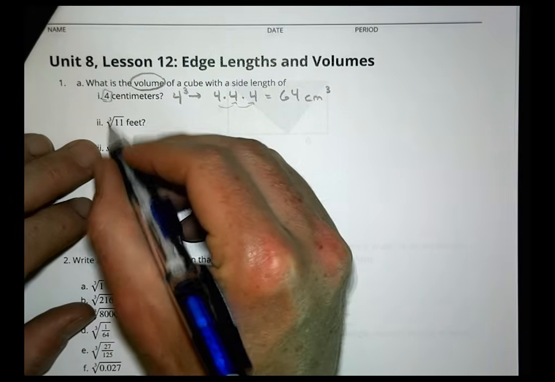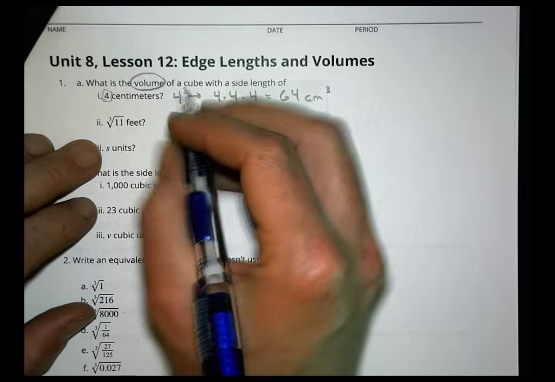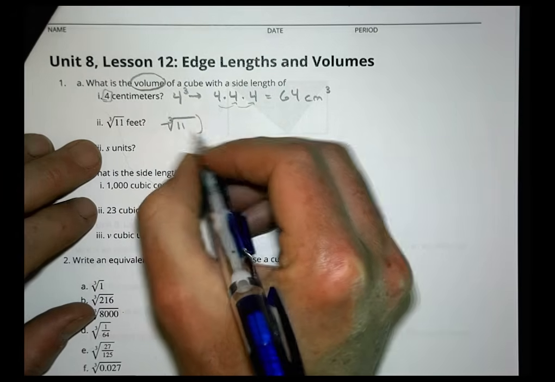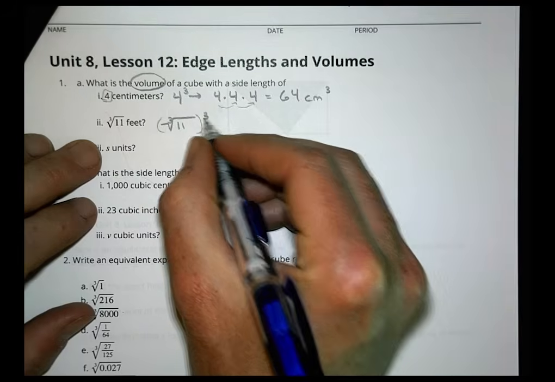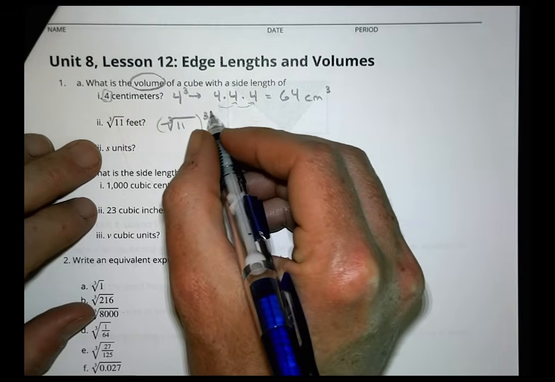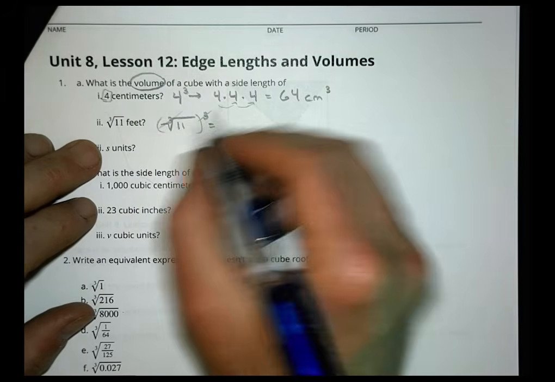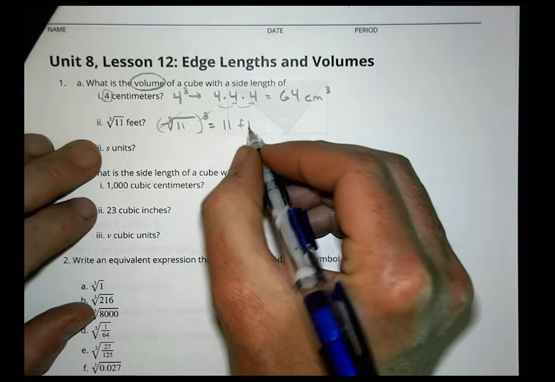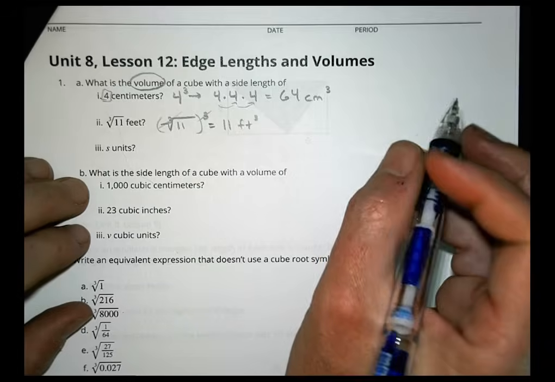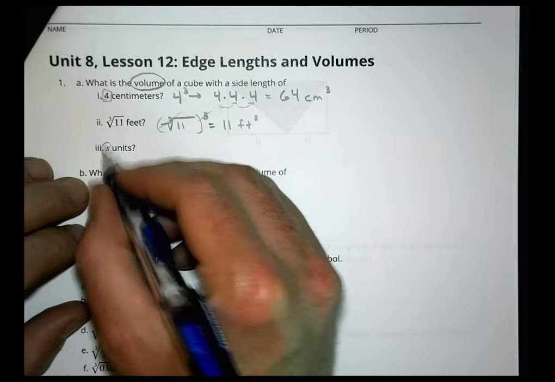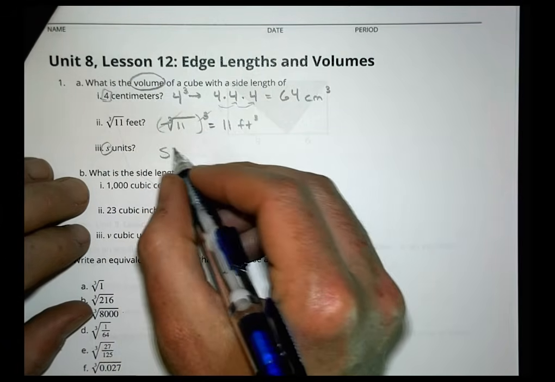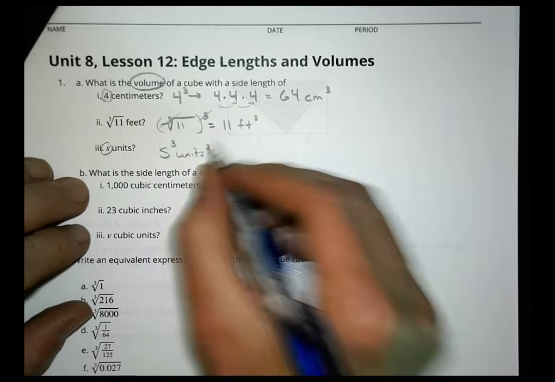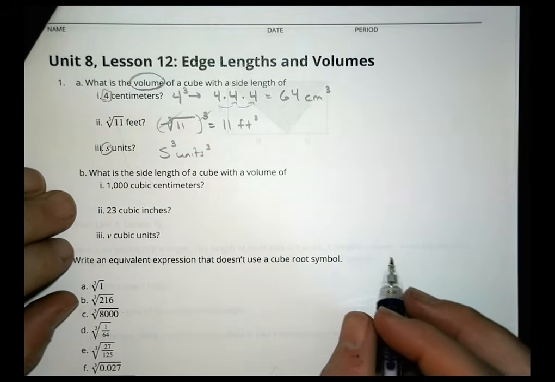The next one, I have the cube root of 11 as a side length. I want to find the volume. So I take that side length and I'm going to cube the whole thing, which in this case, the cube cancels the cube root, so we're left with just the 11. And we're going to say 11 feet cubed for a solution there. And finally, our last one, we have s. So we have s cubed units cubed for our answer for that one.